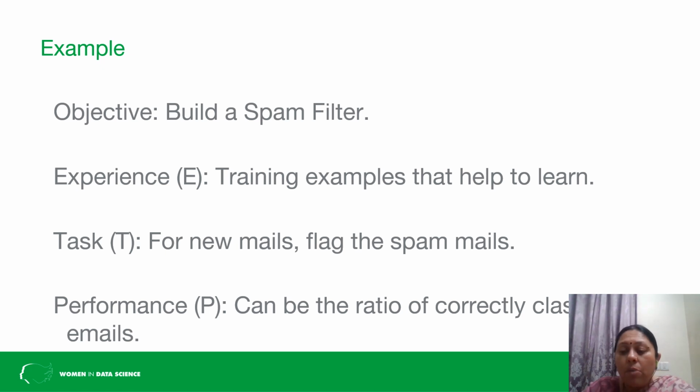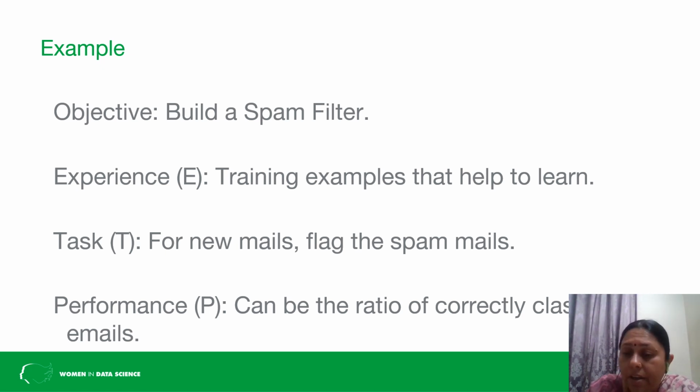Let's say our objective is to build a spam filter. So the experience E is nothing but the training examples that help us to learn. So you all know that when we are doing machine learning, we have to divide our data set into training as well as test data set. So experience is built on the training examples.